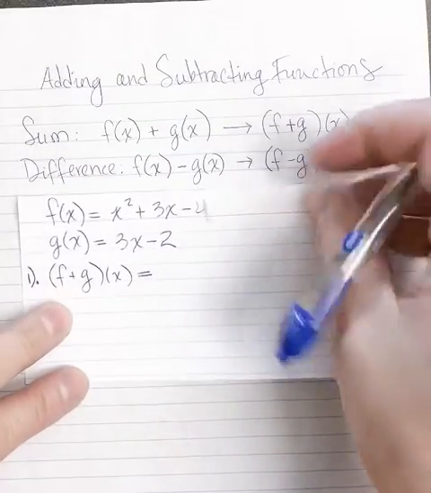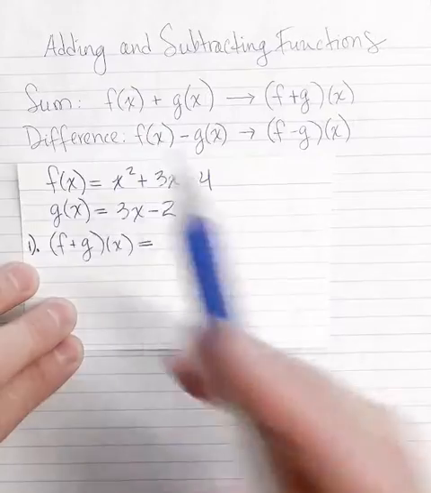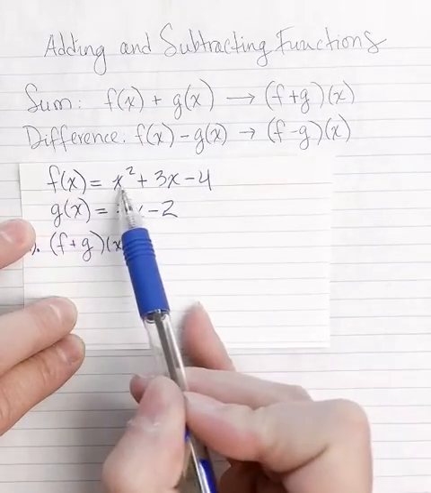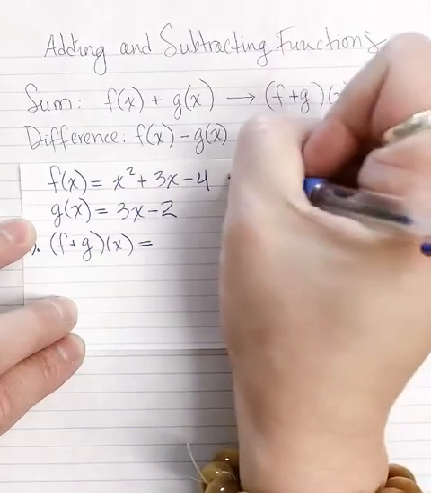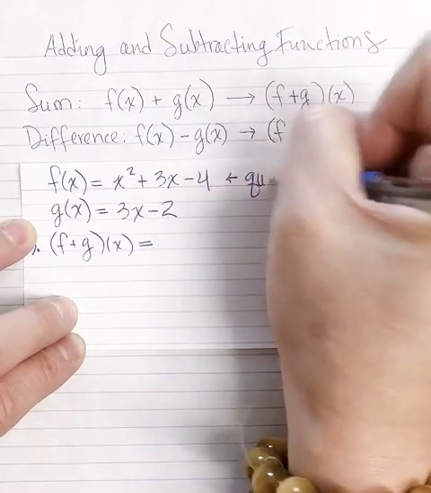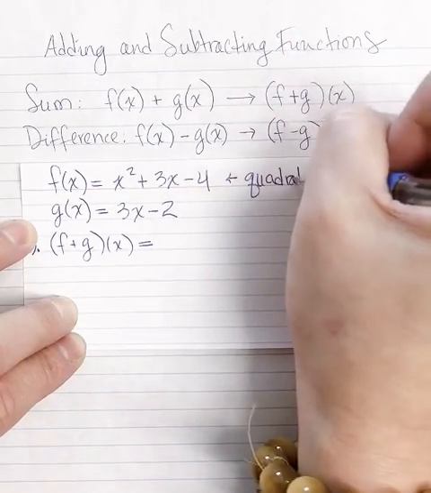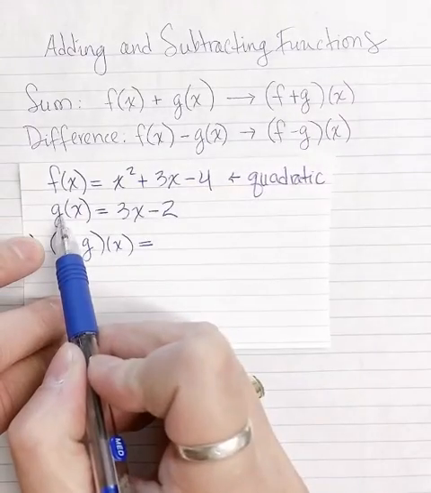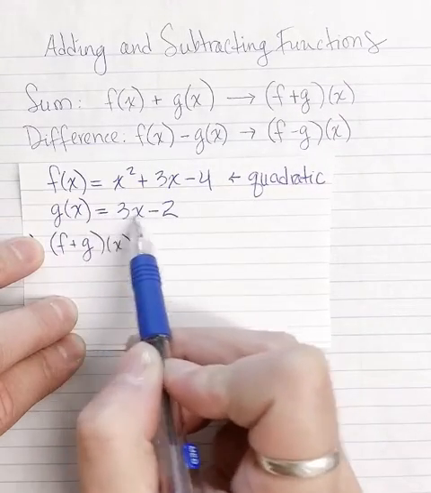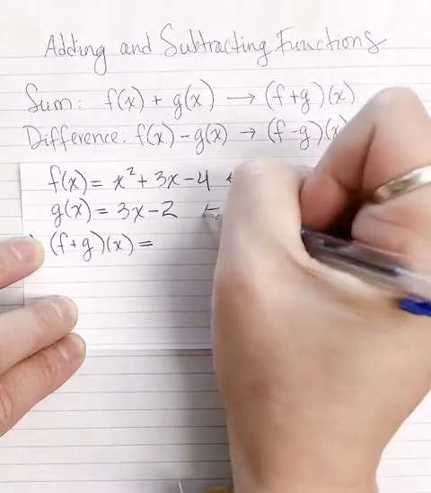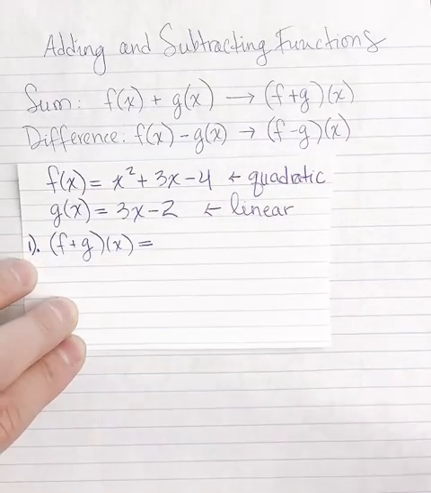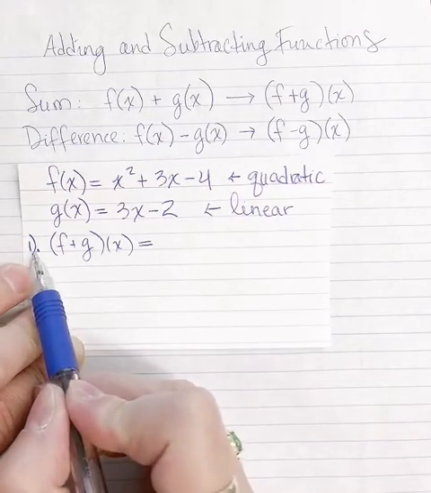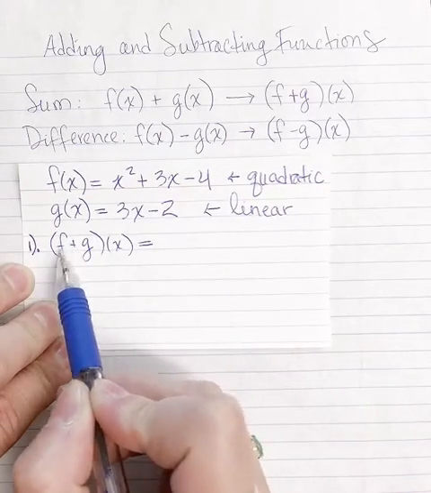I have one here, pre-written to save us some time. One function, f of x, is x squared plus 3x minus 4. So this is quadratic, okay? And then you have another function, g of x, is 3x minus 2. So this is a linear function, okay? You can add a quadratic to a quadratic, a linear to a linear, or do a combination. In this first example, we're going to be adding two functions together.